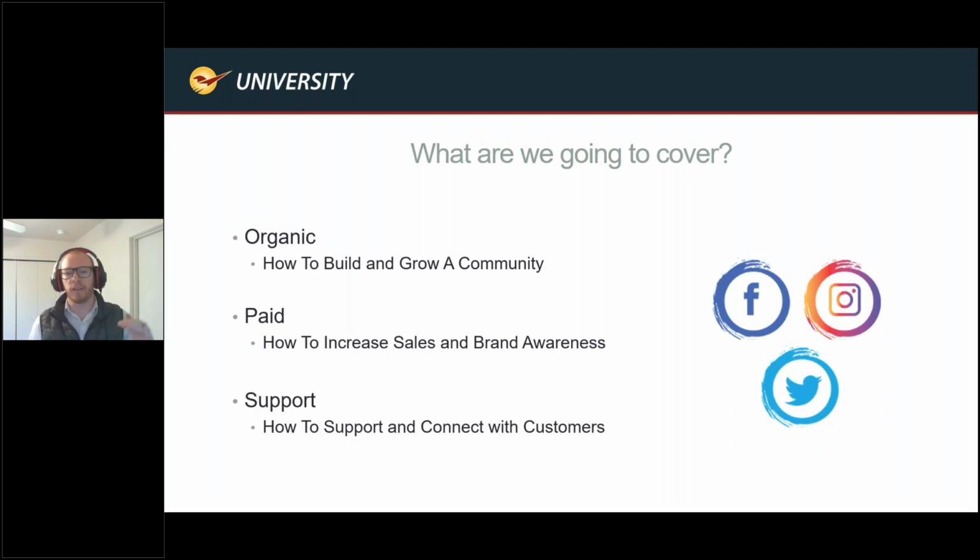Each of these 3 are very integral parts to using social media effectively, and it's best to use all 3. You can obviously just use organic, or just use paid, or just use it for support, but you're really not going to be getting the full benefit of having a social media account and being active on social media unless you're using all 3 of these.